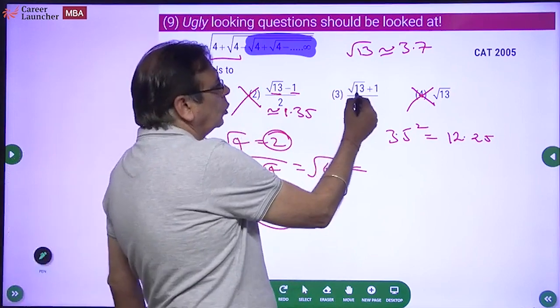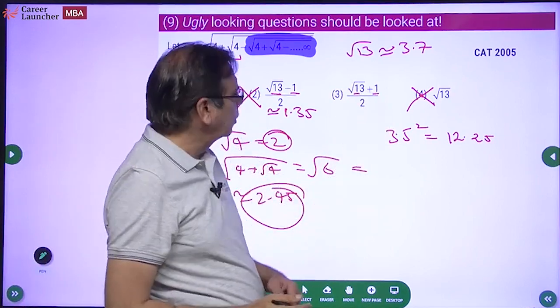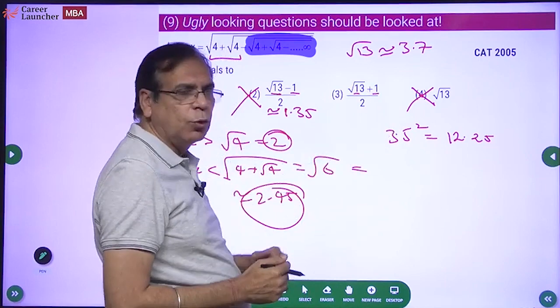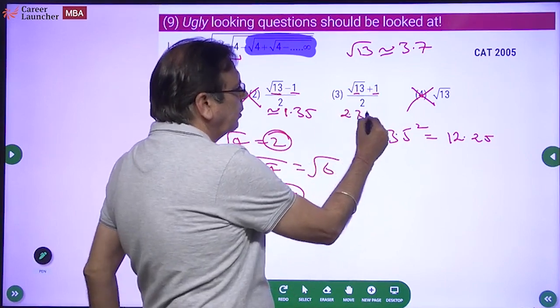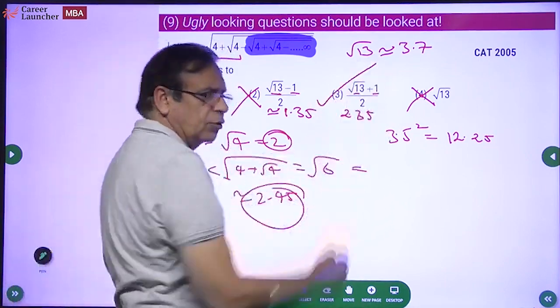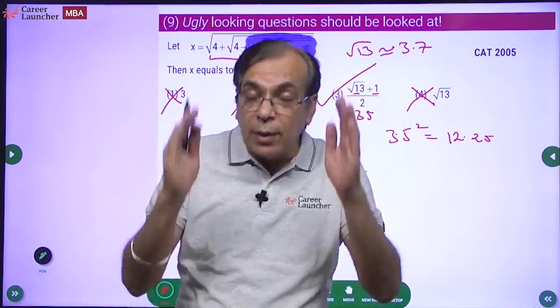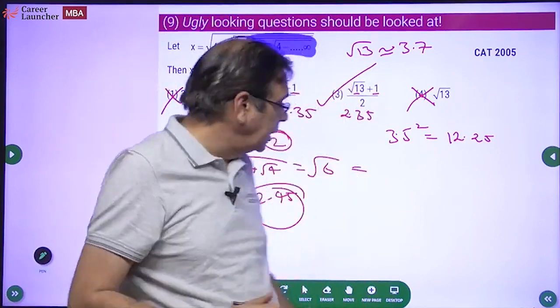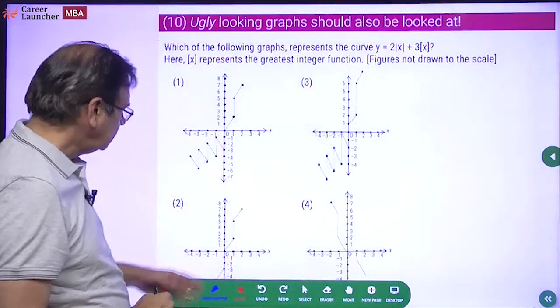Similarly, what about this? 3.7 plus 1, 4.7 by 2. 2.35. It lies within the range. Correct answer. So you don't have to form equation. Look at the upper and the lower limit and you will end up with the correct answer.